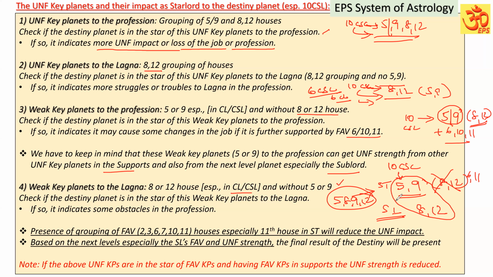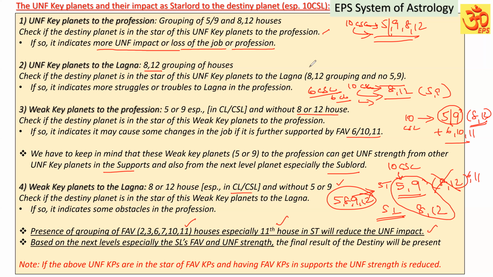Presence of grouping of favorable 2, 3, 6, 7, 10, 11 houses. Grouping of these houses, especially the 11th house in the star, will reduce the unfavorable impact. Out of these, if the star level planet is ruled by an unfavorable key planet to the profession or Lagna, or a weak key planet to the profession or Lagna, it is indicating some weakness. If the star level planet has favorable grouping, especially the 11th house in the star lord, it will reduce the unfavorable impact.